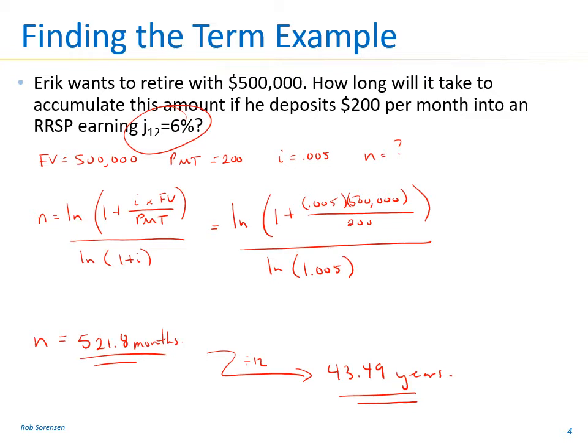If you're a little alarmed by that, that seems like it's too long away, well, you could increase the amount you deposit per month. You could increase the rate that you go for, or you could decrease the amount of future value that you're trying to save.